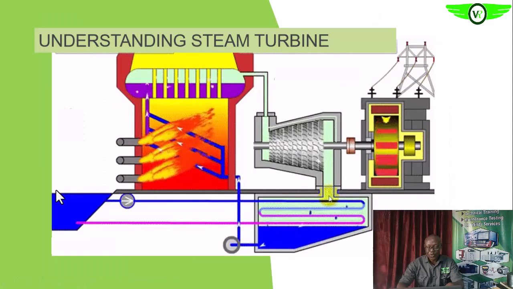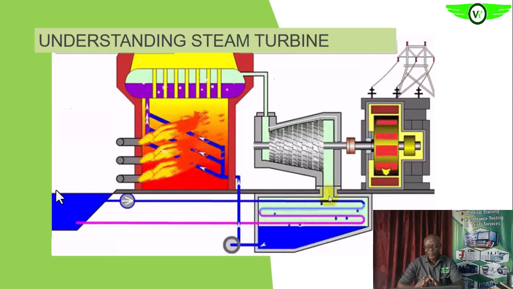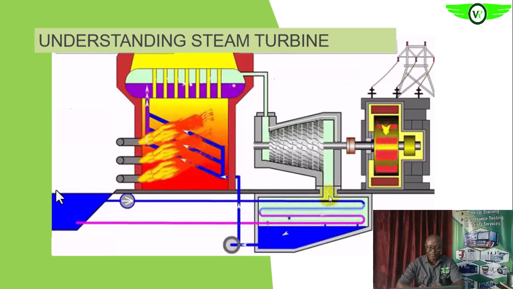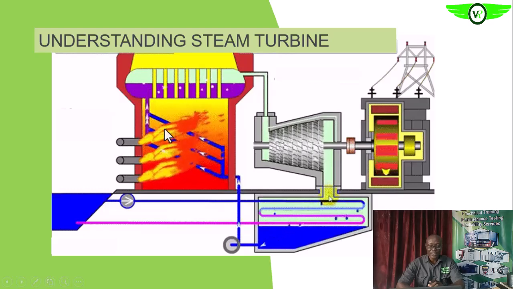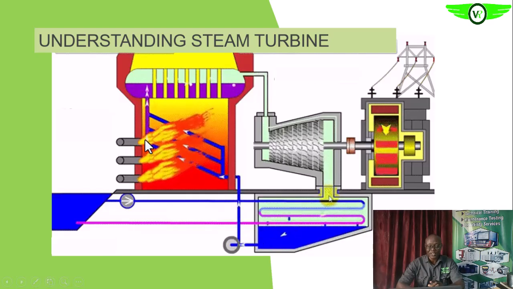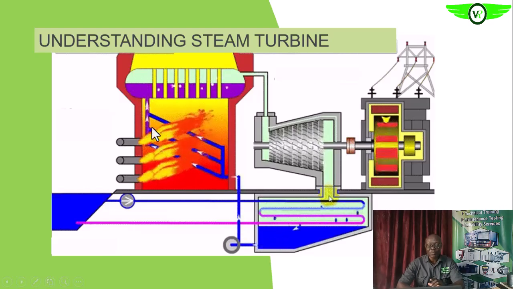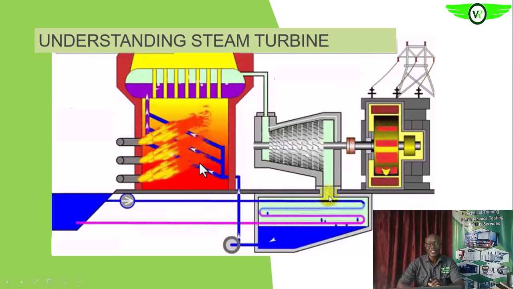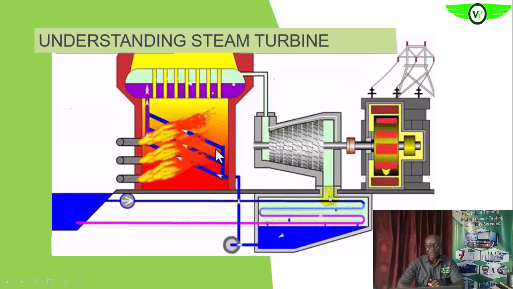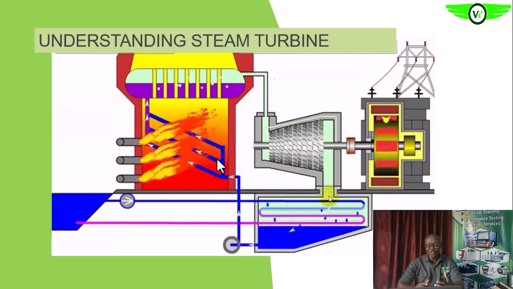Okay, putting it all together, the operational cycle of the steam turbine. Remember we said it starts from the boiler house. In the boiler house, the chemical energy contained in fuel is converted into heat energy by burning it. As you burn that fuel, heat energy is generated, and that heat energy is absorbed by the water in the tubes of that boiler.